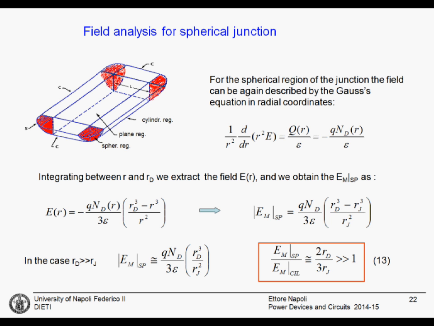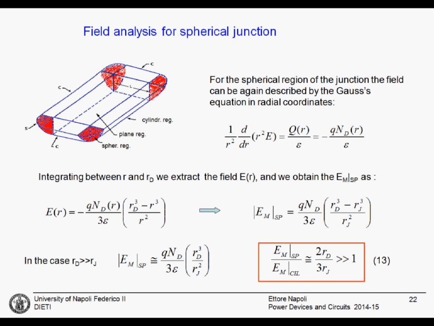A similar analysis can be conducted for the spherical junction. Here we need to use the Gauss equation in spherical coordinates. We always assume that the electric field is only a function of r and not a function of the two angles theta and phi. The Gauss equation is this one and is slightly different. We can again integrate to get the electric field with the above highlighted boundary conditions.